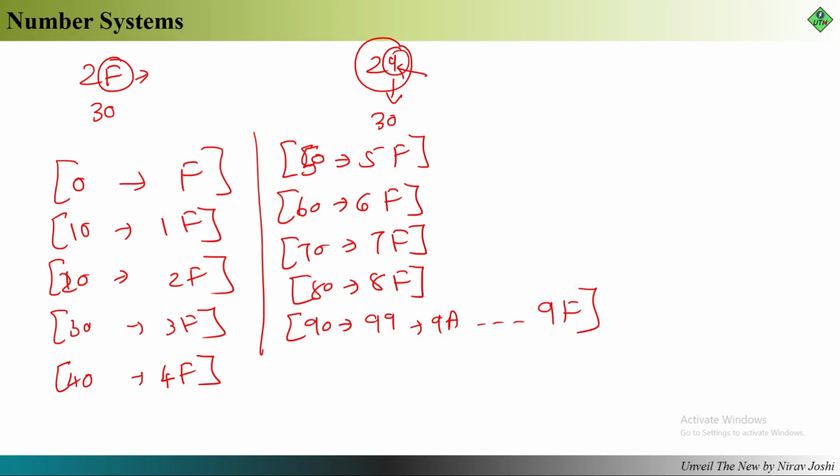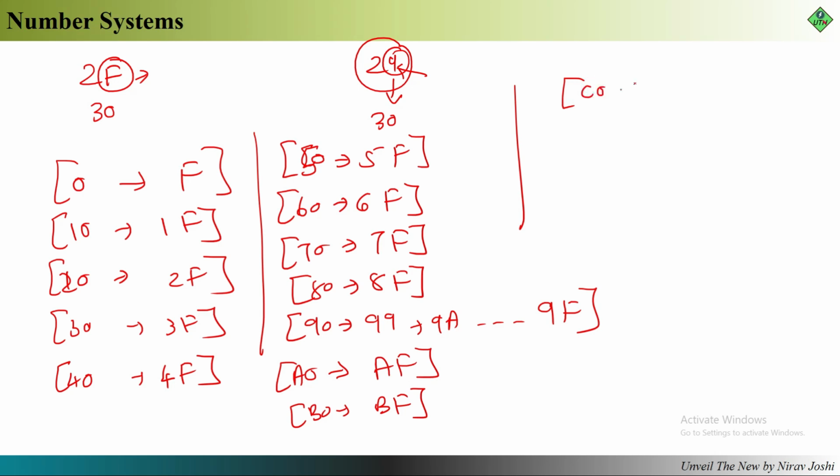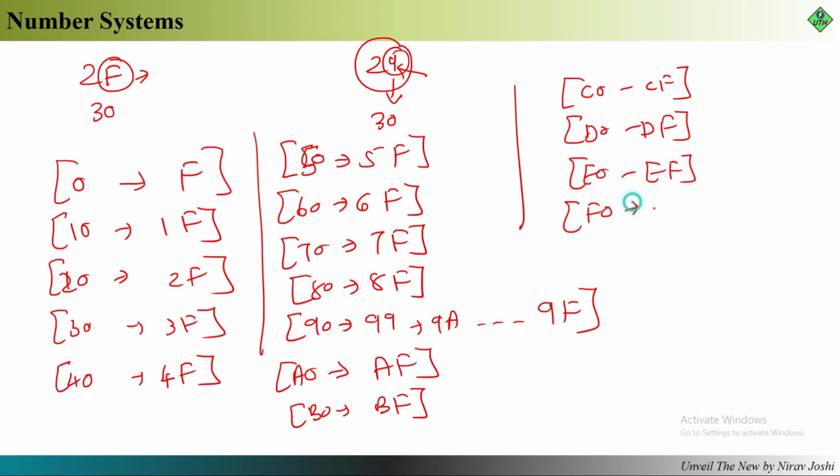What will come after 9F? 9 is not the last symbol. Okay, so please remember, after 9, A will always come. So A0 to AF. Okay, then B0 to BF. Then C0 to CF. Okay, D0 to DF, E0 to EF, F0 to FF. Okay, now F is the last symbol.